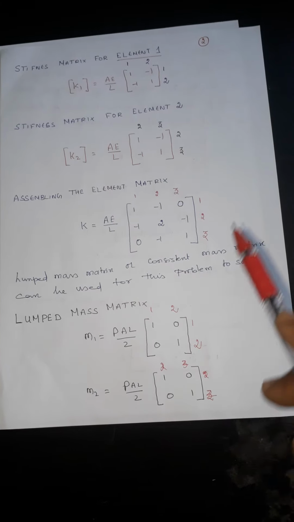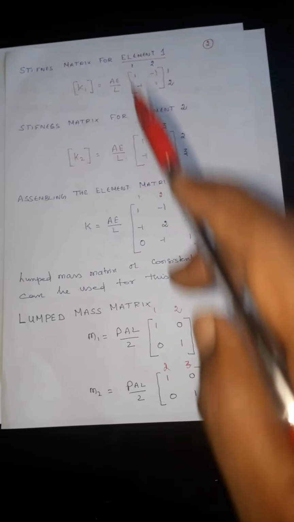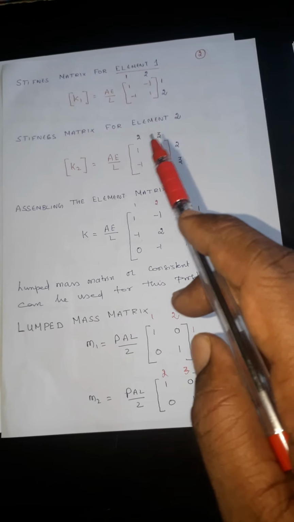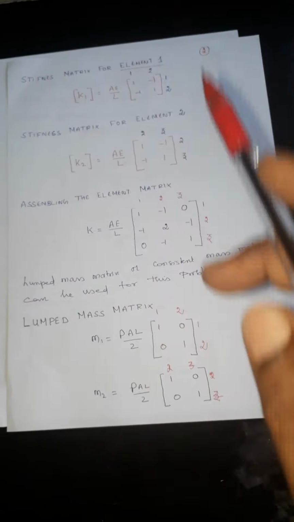Now assembling the element matrix. Because A, E, L are the same, and rho is the same, we get AE by L times 1 minus 1 for element 1, and AE by L times 1 minus 1 for element 2. Then we are going to assemble these, and we get this stiffness matrix.